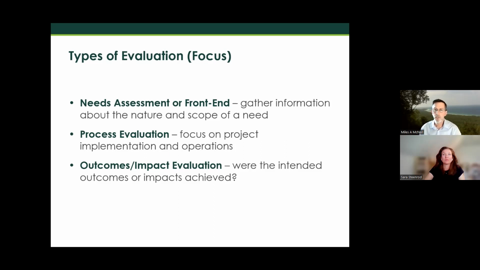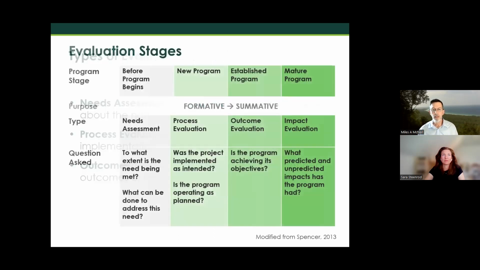So those are some terms that you definitely want to use in your evaluation plan: formative, summative, needs assessment, process, outcomes evaluation, so that your reviewer understands what type of evaluation you're conducting. And Spencer developed a really nice way of looking at when to use different types and purposes of evaluation.